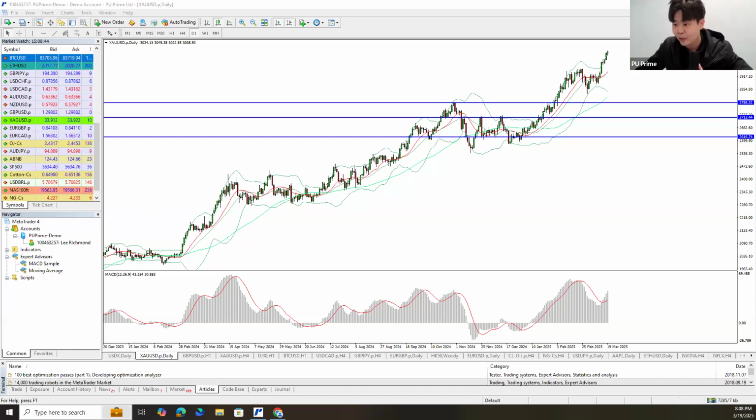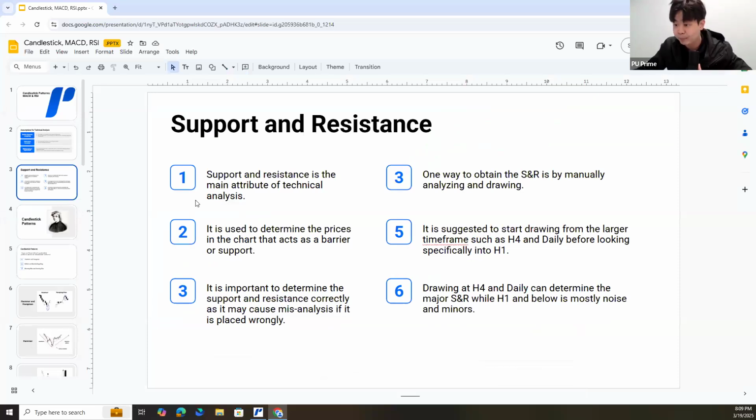So support and resistance levels help you understand what global investors are thinking, and what is a cheap price or an expensive price that will trigger aggressive selling or buyers entering the market. So the usage of support and resistance levels is very important. Why do we need to draw the support and resistance levels, and how does it relate to our main topic, candlestick patterns, MACD and RSI?